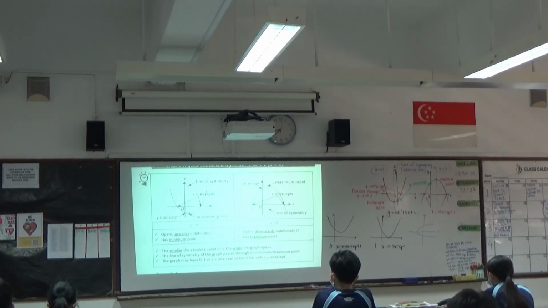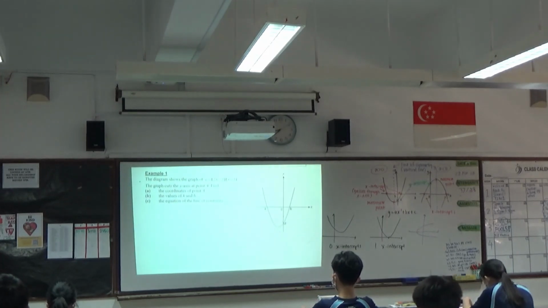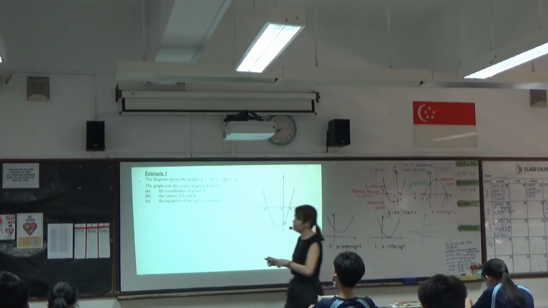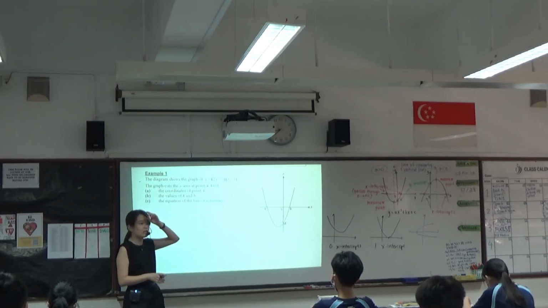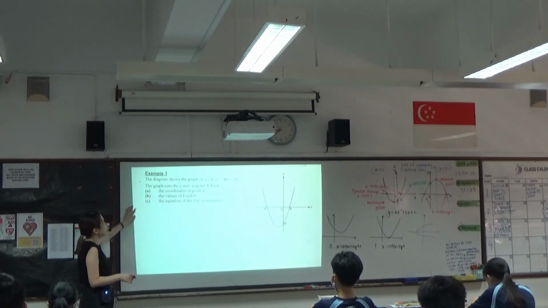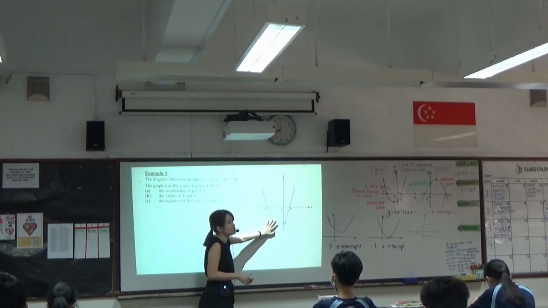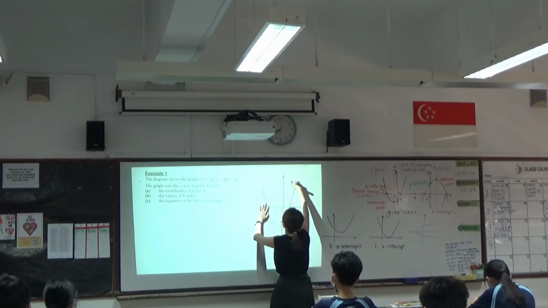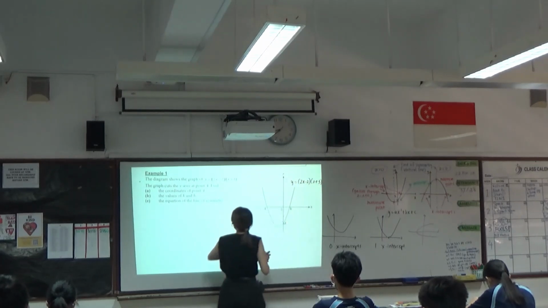Let's do example 1 first. I know that we are very excited to draw, but let's just get past some of these questions first. We must learn how to interpret a diagram, how to read a diagram first before we can draw any graphs. So in example 1 it says the diagram shows the graph of y equals 2x minus 2 times x plus 3. So this is a quadratic function for which this is the equation.